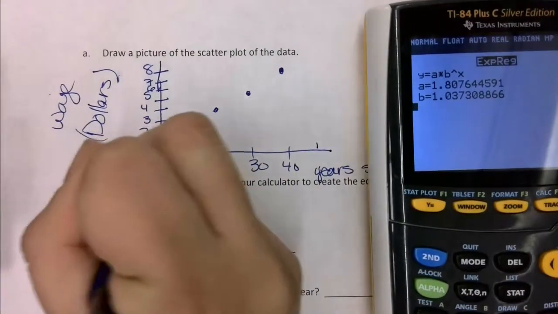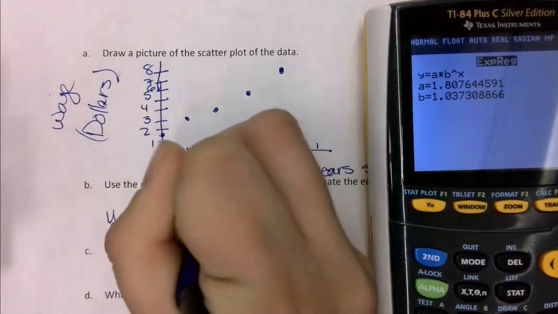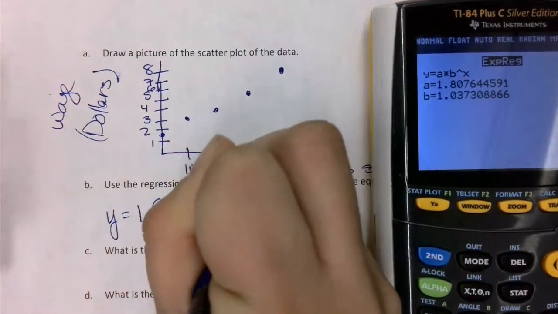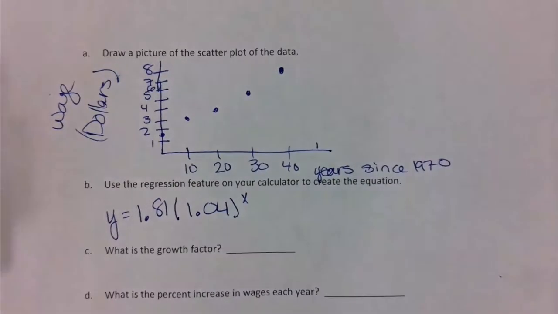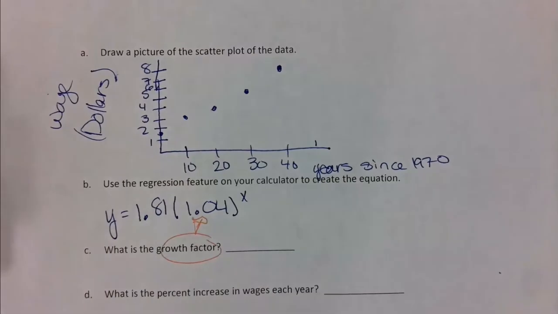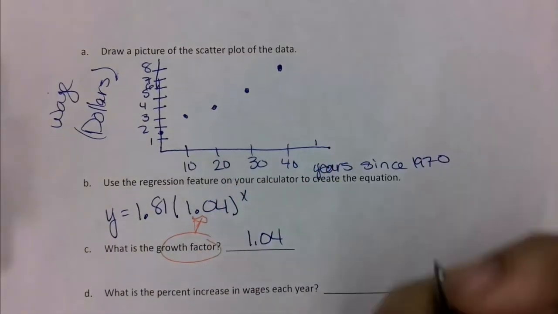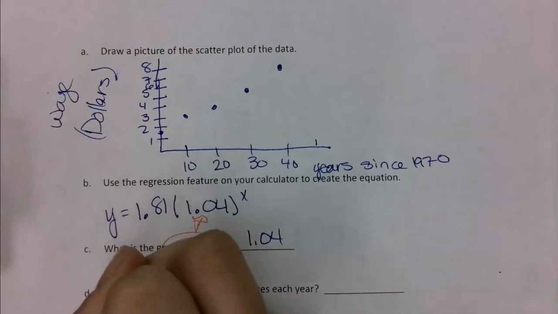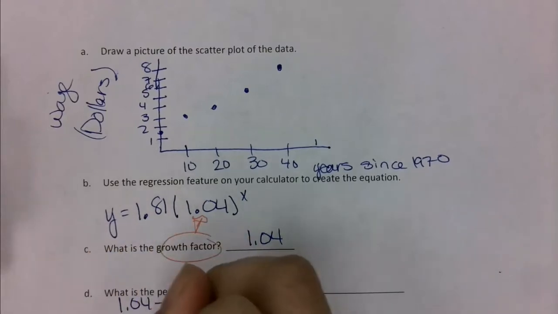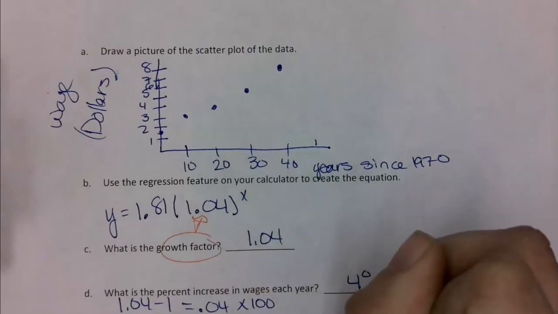So I'm going to write y equals 1.81, and then in parentheses, 1.04 to the x. My growth factor is the number in the parentheses. So this is going to be 1.04. The percent increase is the 1.04 minus 1, which is 0.04 times 100, 4%.